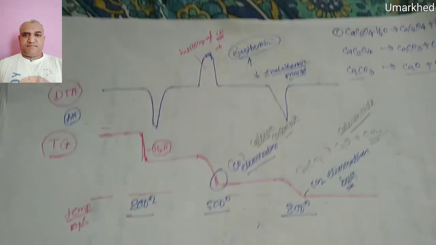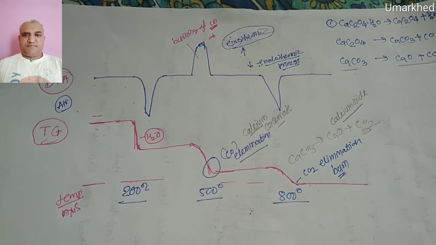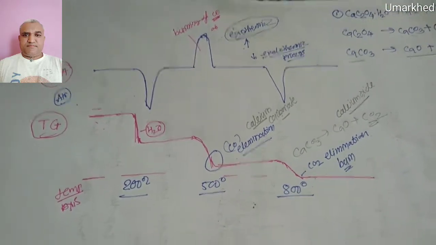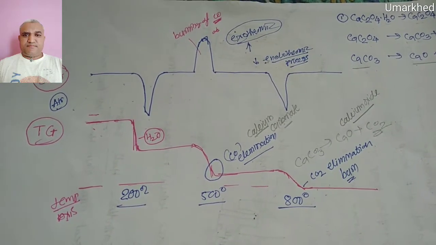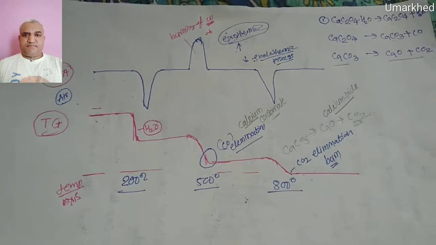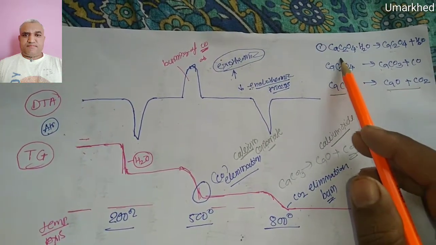We will discuss the simultaneous DTA and TG curves in different environments. First, air atmosphere, and second, CO2 atmosphere. Suppose we will take calcium monoxalate.